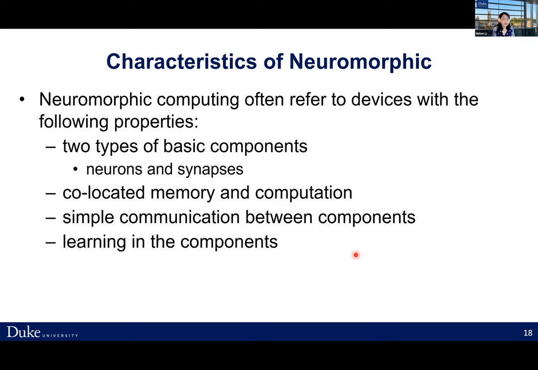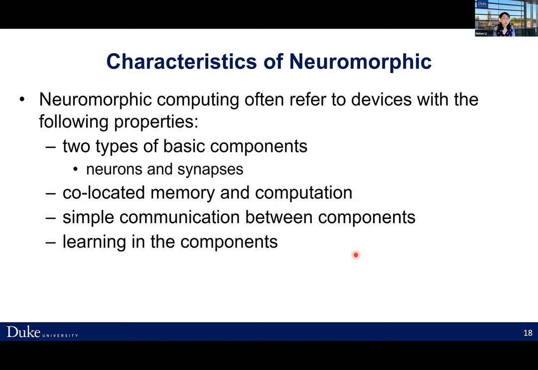I would like to summarize the characteristics of neuromorphic computing quickly based on our discussion so far. Usually when we talk about neuromorphic computing, it refers to devices or systems that at least have the following properties, and those can be taken as the basic properties. It contains two types of basic components, neurons and synapses, that we mentioned.